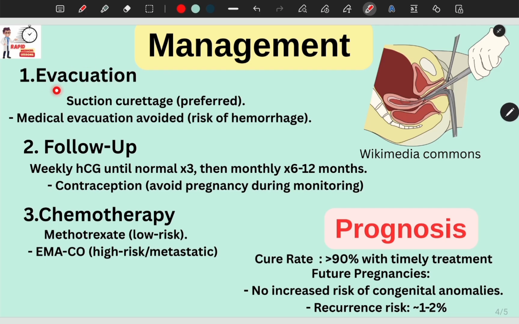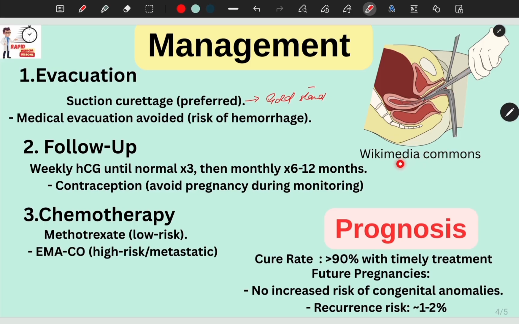The first technique used in evacuation is suction curettage, and this is the gold standard for treatment. In suction curettage, a thin tube is inserted into the uterus through the cervix. A suction device is then connected to the tube and it is used to remove the tissues. This is called evacuation by suction curettage. You can see in this picture that the tube is inserted inside the uterine cavity and a suction device is placed for evacuating the molar pregnancy.